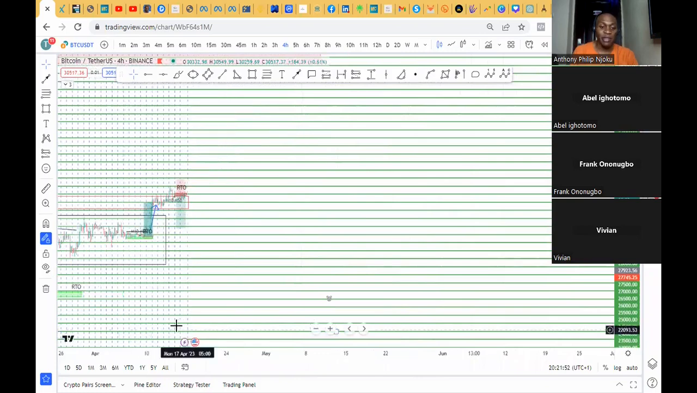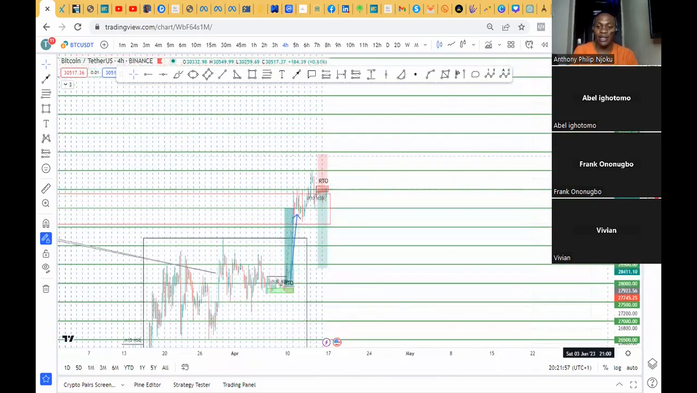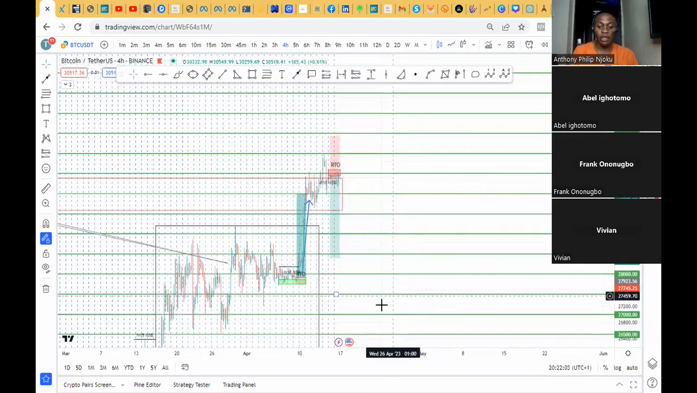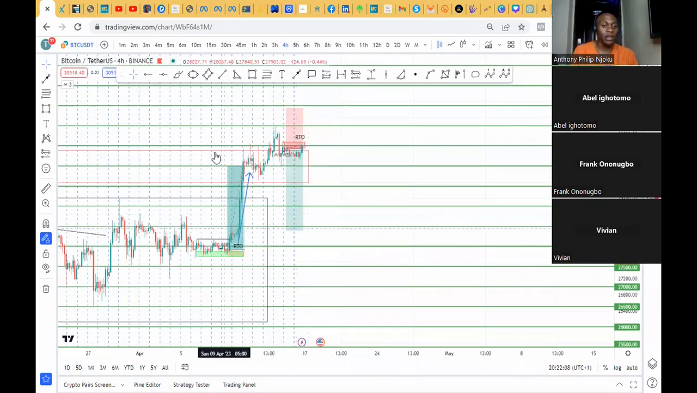So what I expected during this week and on Saturday, why I dropped a signal, is I expected a correction for Bitcoin. So the correction I expected was there are some buyers that have their orders here at this $28,500 mark. There are some buyers there, and also there are some buyers at the $20,000 mark. So I expected market to correct to the downside. After it corrects, then we'll continue to push to the upside.